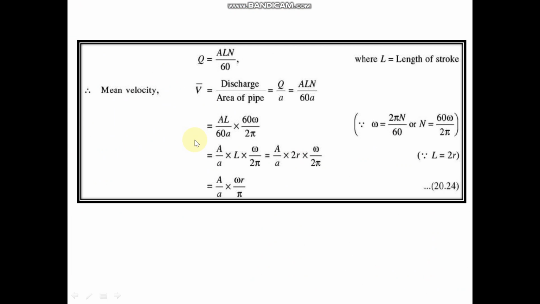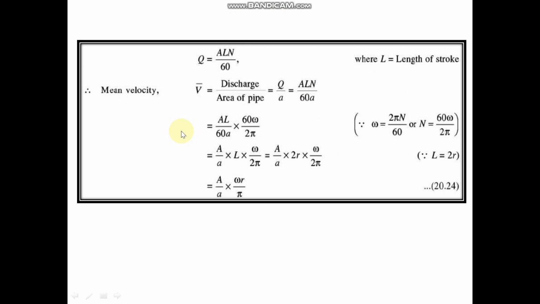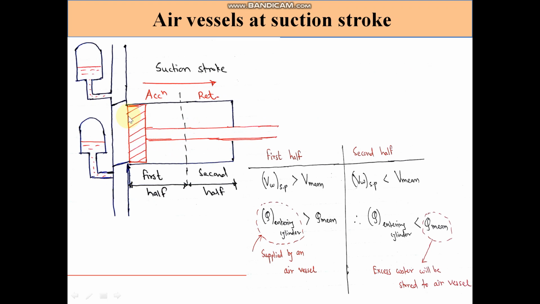Now let's see the advantage of air vessels. An air vessel is fitted to the suction pipe and delivery pipe at a point close to the cylinder to minimize the effect of acceleration of water. The air vessel should be connected very close to the cylinder. In this length of the suction and delivery pipes, the acceleration of water is going to take place. So losses take place only in this length of the pipe, on the delivery side and the suction side.